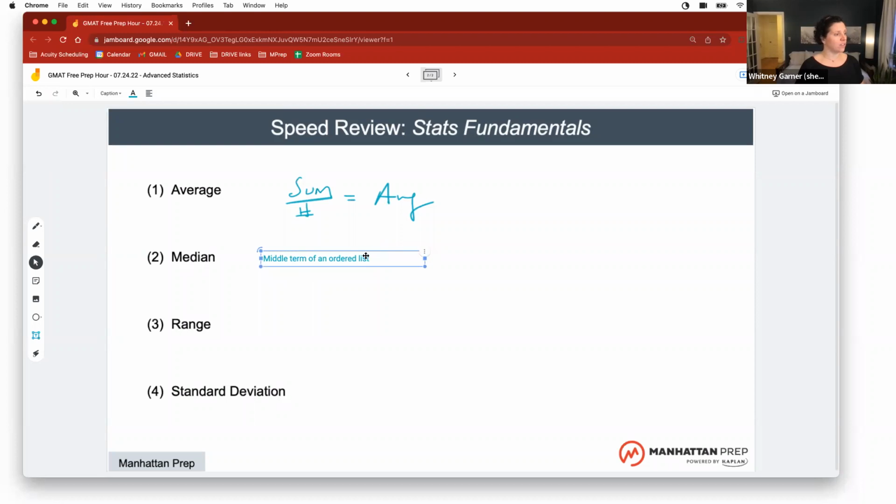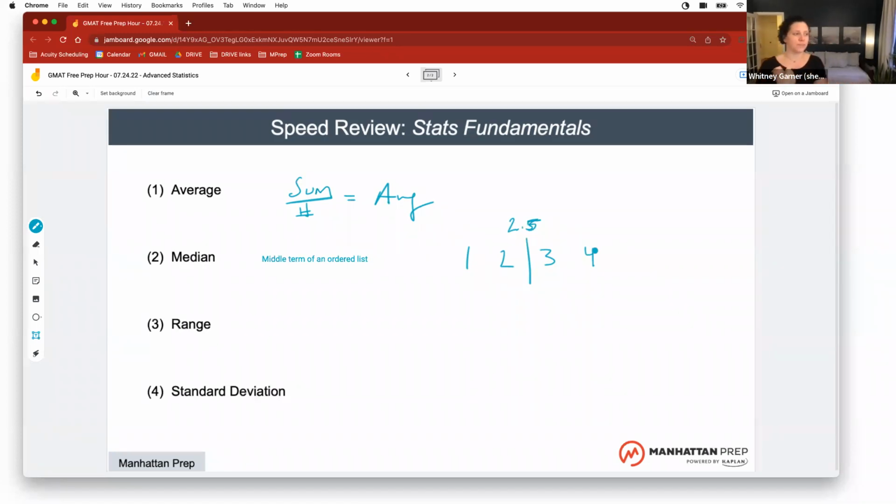So if I have the list of numbers 1, 2, 3, 4, 5, the median is going to be 3. Now, if I have an even number of terms, so let's say that I end up erasing 5, then the median, once they're ordered, is the average of the middle two. So the median in this case would be 2.5. Beautiful. All right, my range, we're almost there.